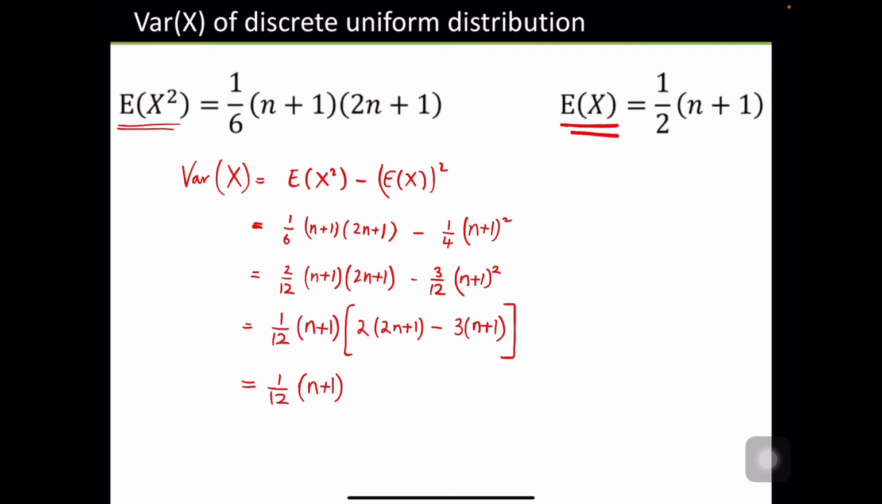So we have 4n plus 4, take away 3n, take away 3. So we are left with 1 over 12 n plus 1, n take away 1, yeah. So we have a difference of 2 squares here, n plus 1 multiplied by n take away 1. So we can just write n squared take away 1 instead of writing both of those binomials.